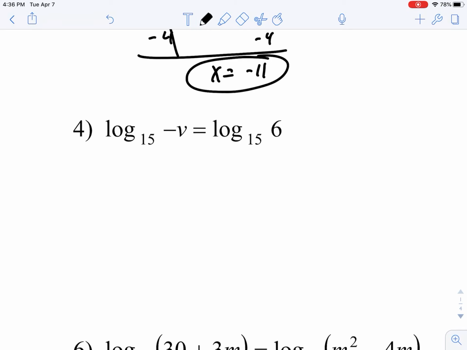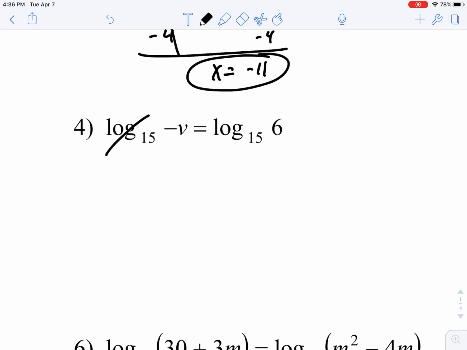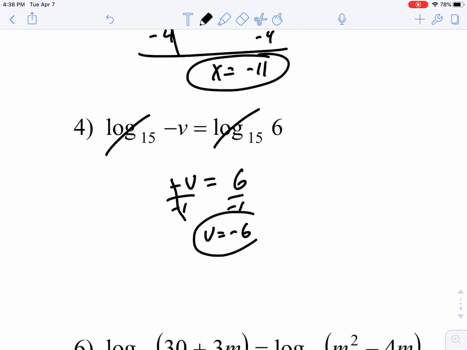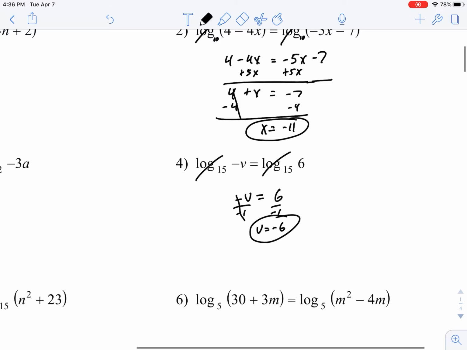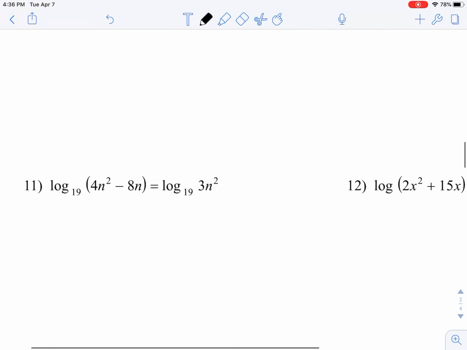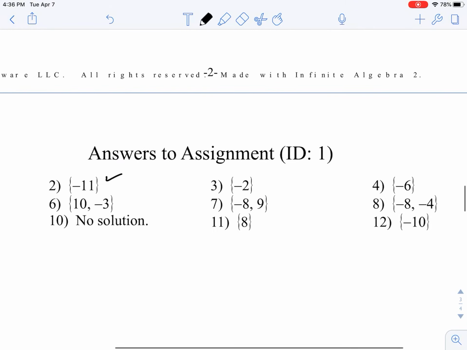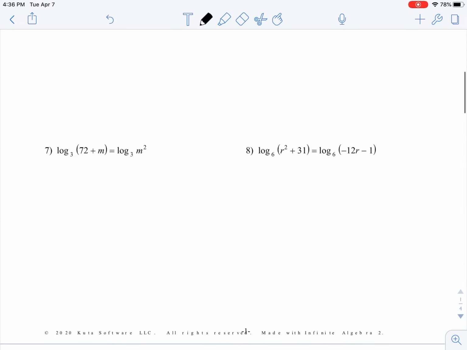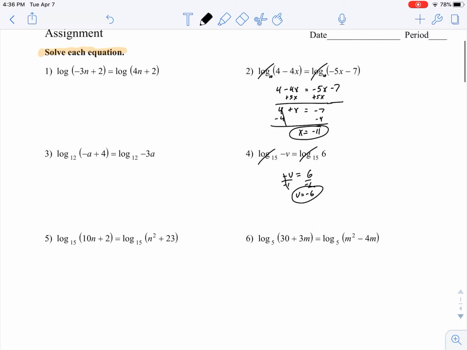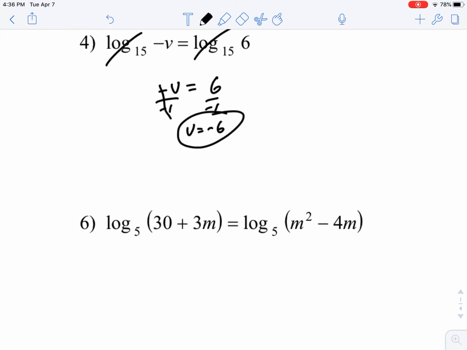Number 14. Again, when the logs are the same on both sides, they cross out. Negative v equals 6. Isolate v by dividing by negative 1, and you get v equals negative 6. And it's done. That's all there is to it. Let me go down and check number 4. There it is. So, how can these be made more difficult? Well, we're about to get there.